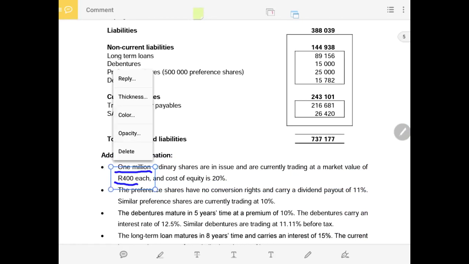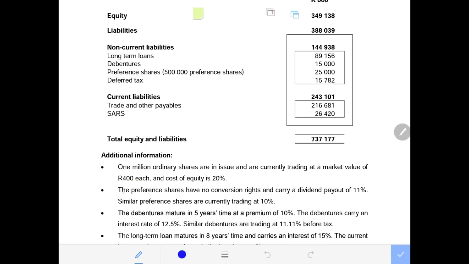Remember, we need to calculate them using the market values. It said that the preference shares have no conversion rights and carry a dividends payout of 11%, and similar preference shares are currently trading at 10%. So now we first need to know how much our preference dividends will be according to the agreed coupon rate. Then after, we convert our preference stated capital according to the market values.